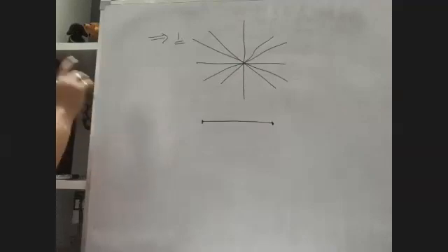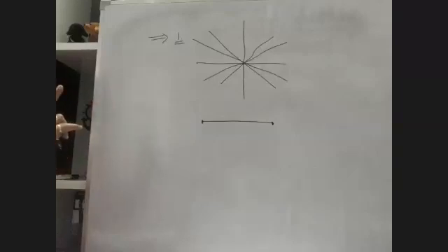Dear students, if you have 1 point, you can draw unlimited lines. If you have 2 points, then we can draw only one line for these 2 points. Clear, students? Second is, there is exactly one line passing through 2 different given points in a plane.